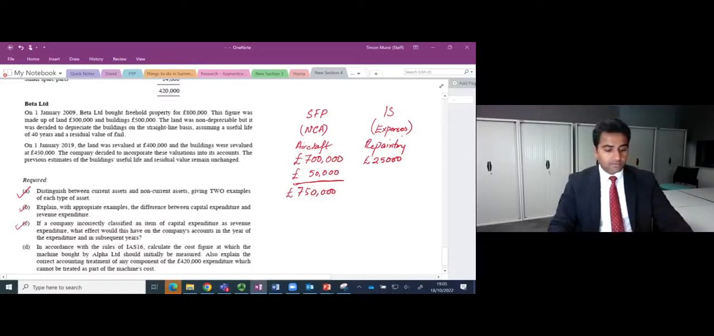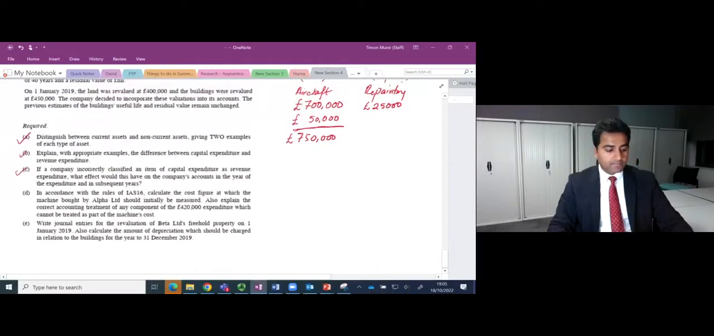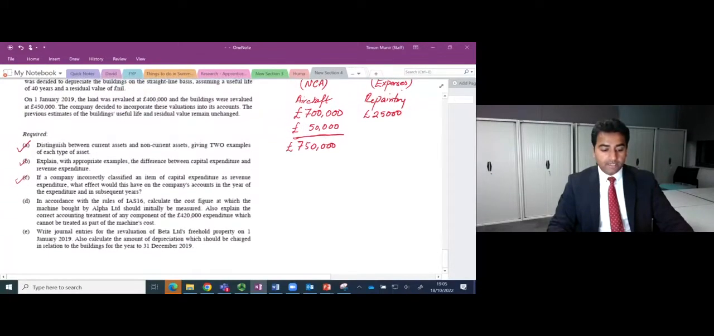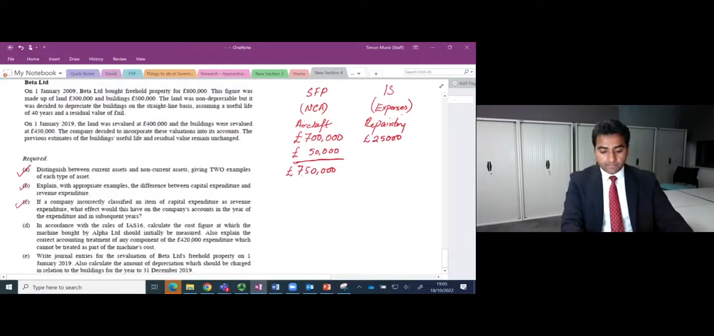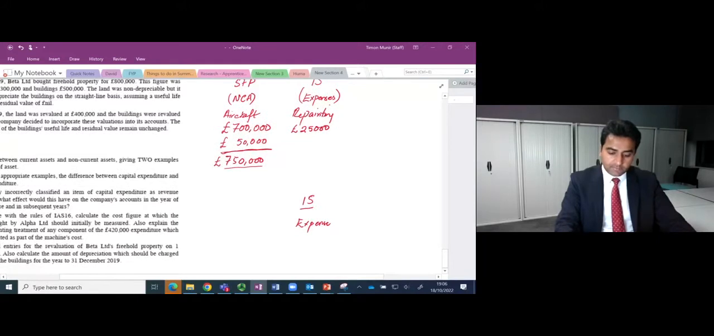Part C of the question is, if a company incorrectly classified the item of capital expenditure as revenue. Now continuing with this example, if my accountant recorded 750,000, so in the income statement, he recorded an expense of 750,000.